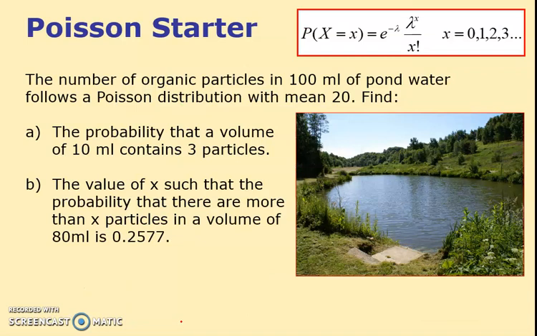It says the number of organic particles in 100 milliliters of pond water follows a Poisson distribution with mean 20. So you should remember that you'd write that as X is Poisson 20. Find the probability a volume of 10 milliliters contains 3 particles. So straight away I'm having to change my X because I haven't got 100 mil. 100 mil is mean 20. I've only got 10 mil in this, so presumably it's Poisson. It's a tenth as big, so it's Poisson 2. I'd expect to get 2. That's basically what it's saying. And it's saying what's the probability that I actually get 3.